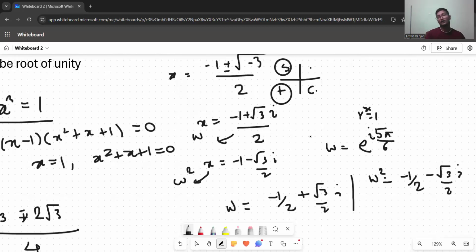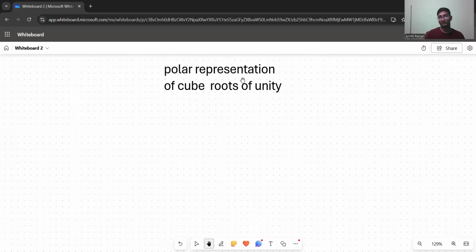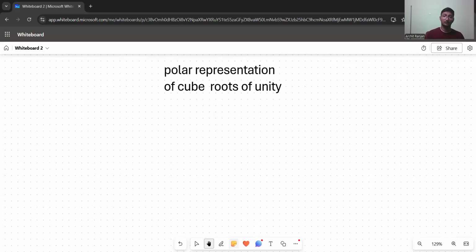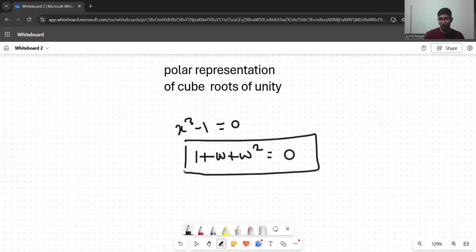Once we are done with that, we can now move on to their properties. Properties are quite easy to understand. What we used was x cube minus 1 is equal to 0. Now, if we try to find the sum of them, 1 plus omega plus omega square is basically the sum of roots. What is the sum of roots? Minus b by a. What's the value of b? 0. This is the first property.